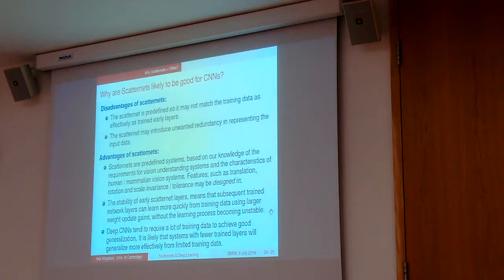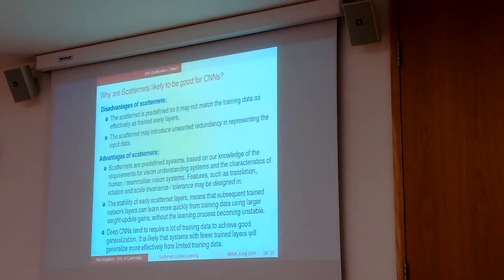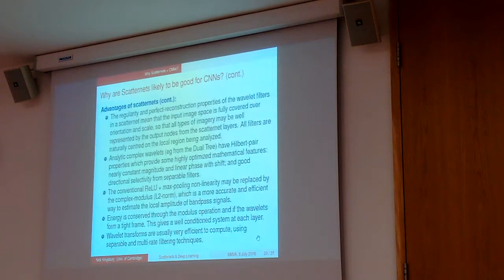Most learning algorithms for CNNs require very low weight update gains because of the deep depth of the network. And the other thing is, as we've heard again, deep networks tend to require a lot of training data to achieve good generalization. It's likely that systems where some of the layers are predefined and others are learned will generalize more effectively from limited training data.